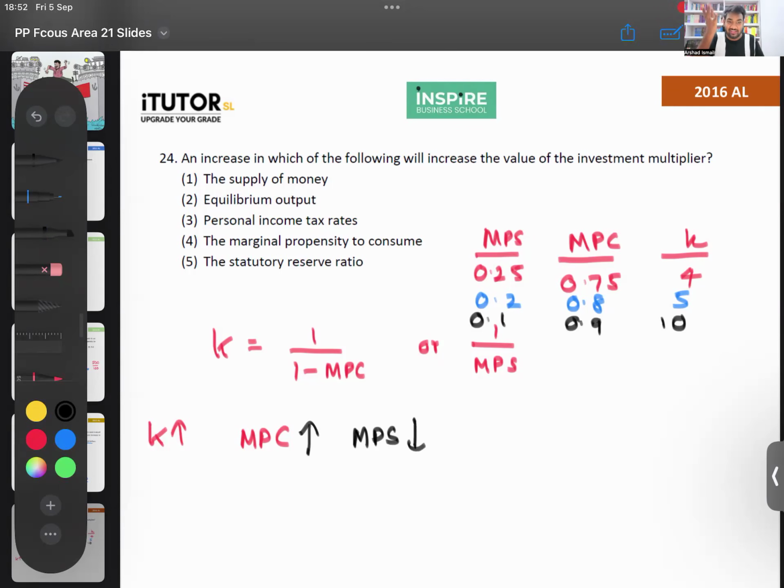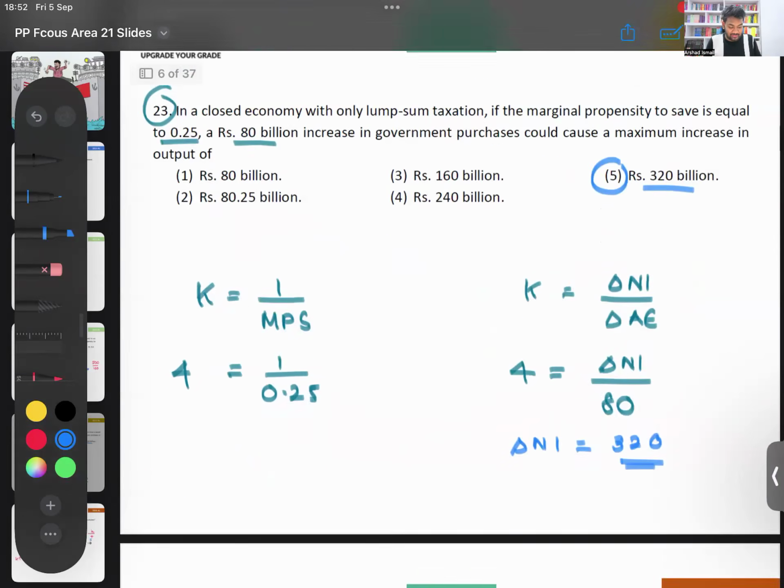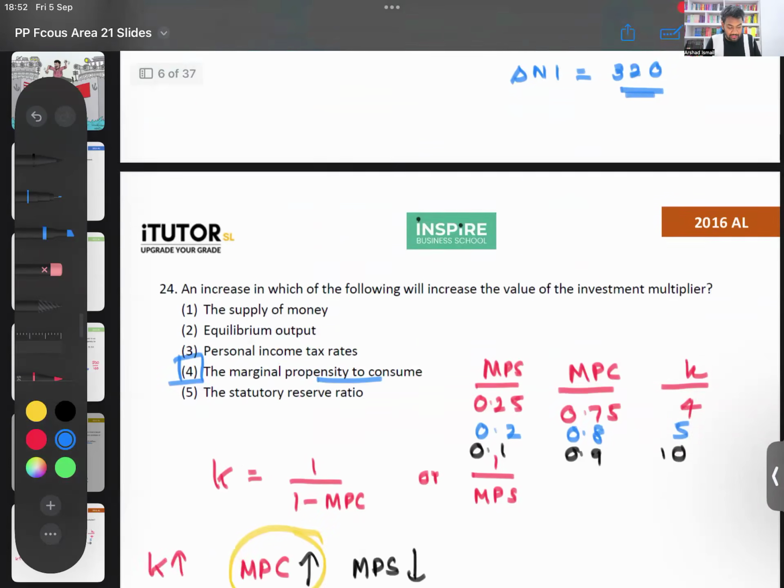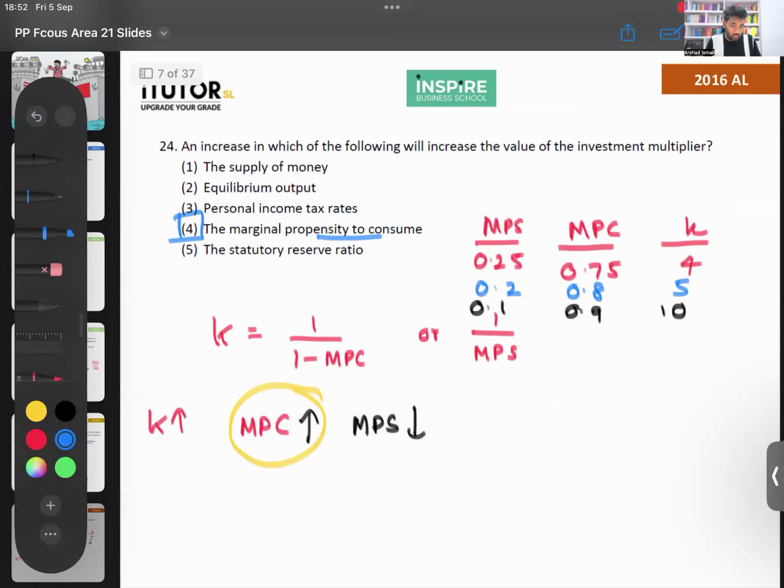Same thing. When MPC increases, MPS is coming down. So the question is asking, an increase in which of the following will increase the multiplier? An increase in the supply of money, equilibrium output, personal income tax, marginal propensity to consume, statutory reserve ratio. Which one? An increase in the marginal propensity to consume. Very easy question again. Previous one answer is 5. Okay. Right, 2016, 24 is number 4.